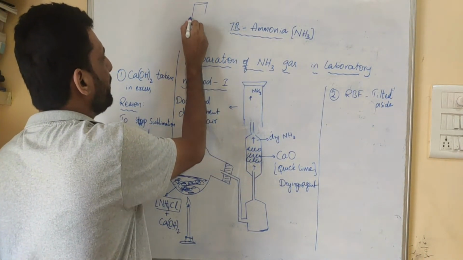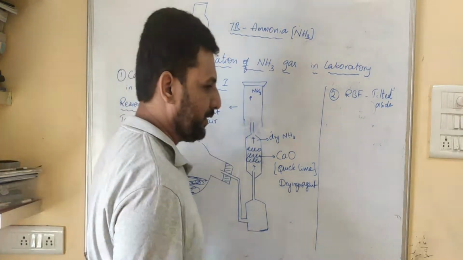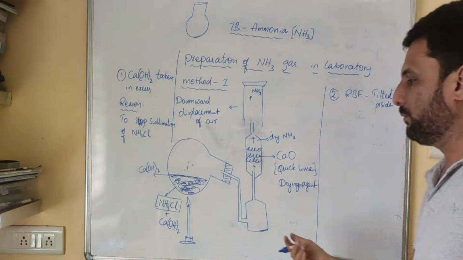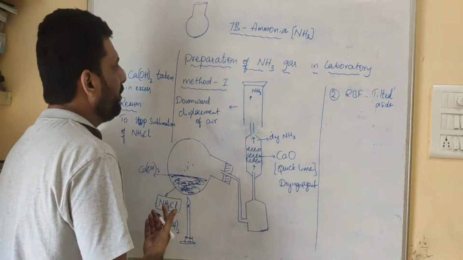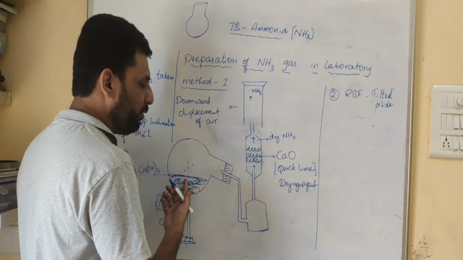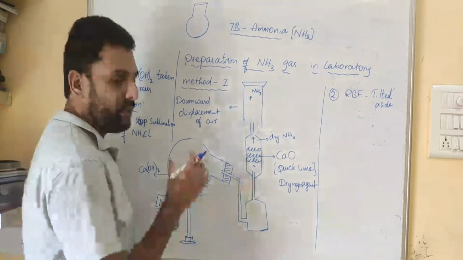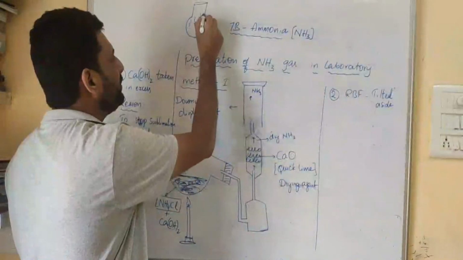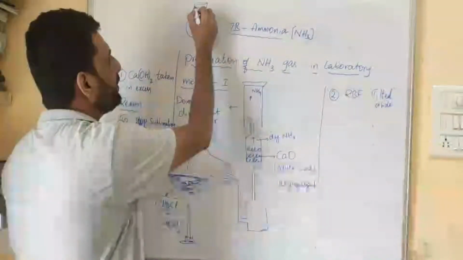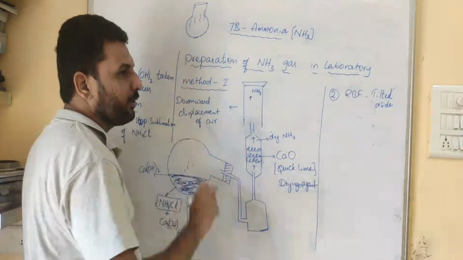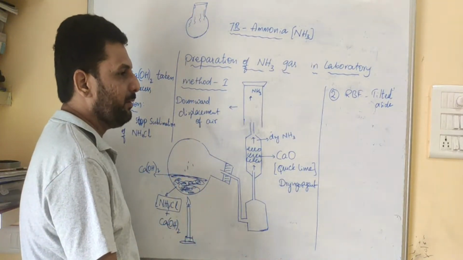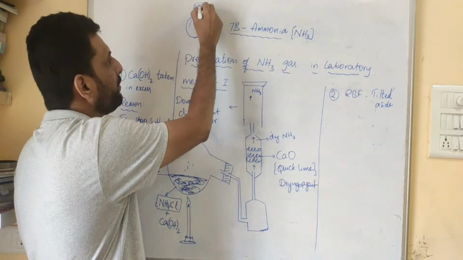In case you are taking the round bottom flask upright, what may happen here is you are heating it from the bottom. When you are heating it from the bottom, ammonia gas and water vapor both are there. So when water vapor tries to move upwards, by the time it reaches the top, condensation occurs. At the top of the round bottom flask, condensation of water vapor occurs.